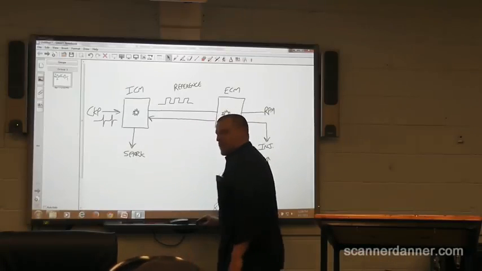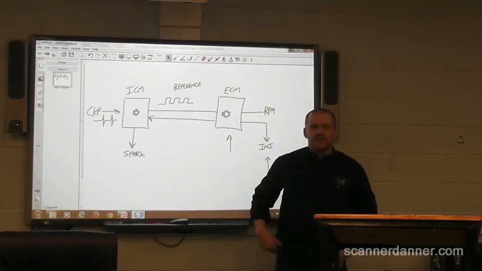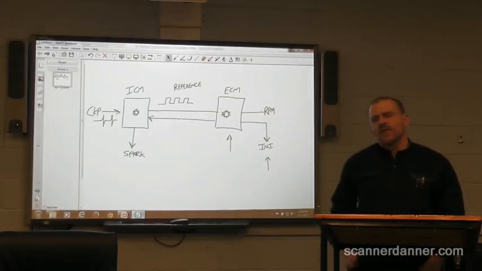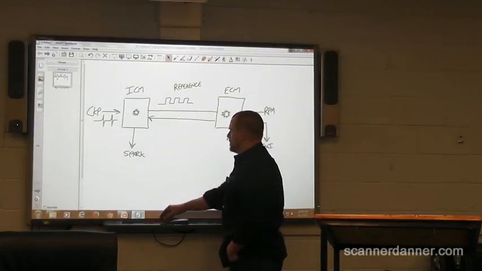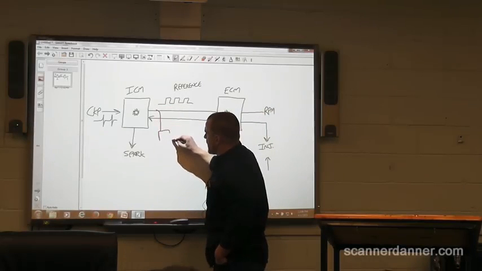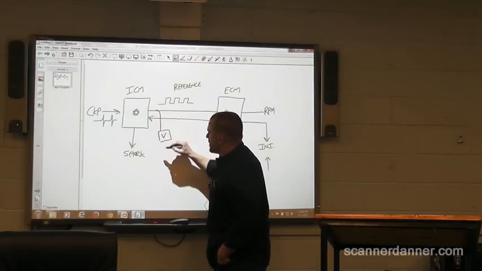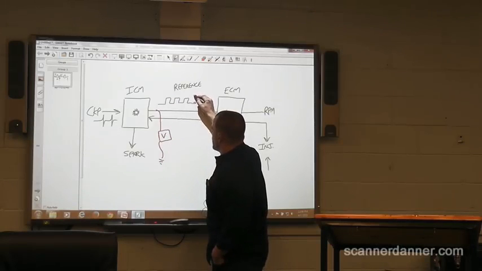So here's what I'm going to do with this setup: I'm going to check for that reference pulse. Even though the spark is there, we cannot assume that that digital signal here is there. So I connect my scope up like this, back probe the ignition module on a voltage scale, and I go to ground, and what I'm looking for is this 0 to 5 volt square wave.